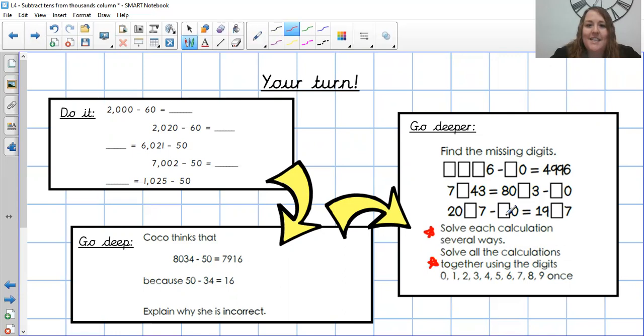And then if you come back at the end, we can see where you are on the learning pit. Off you go.